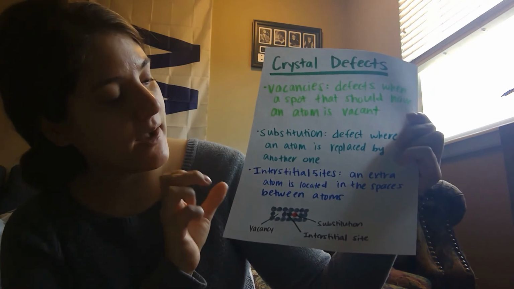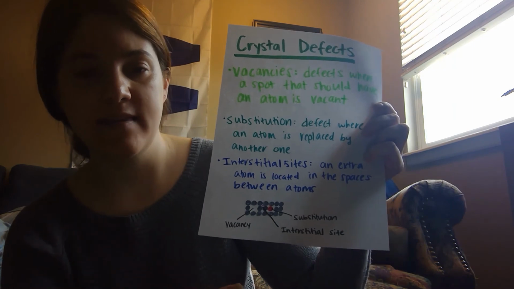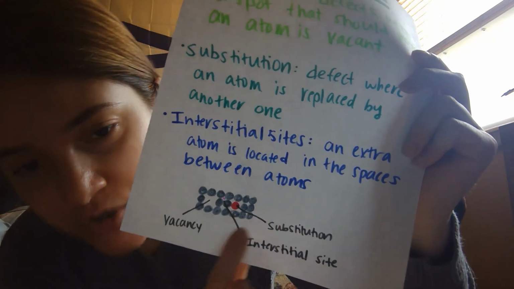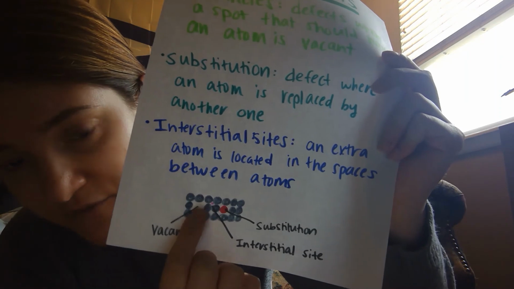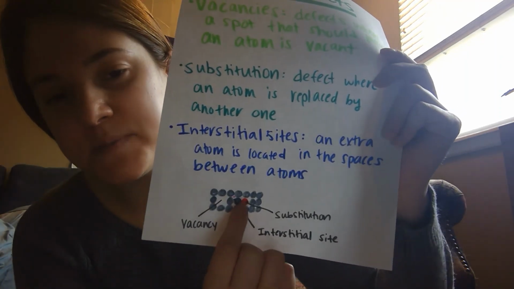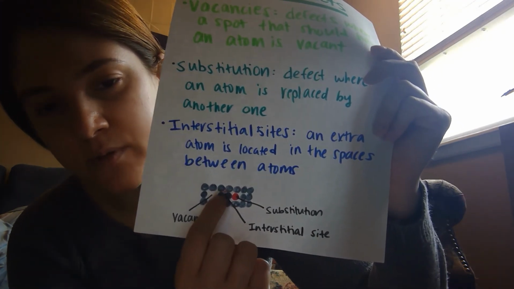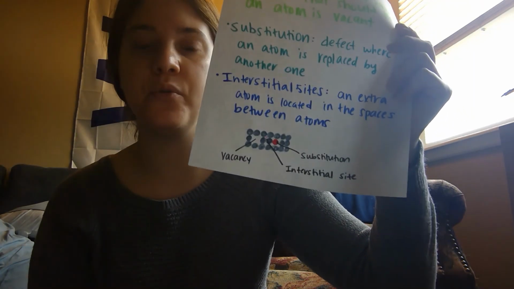This is a defect where an extra atom is located in the spaces between the atoms of the structure, and I have this drawn out. If this is a crystal structure where the gray atoms are what is usually in the structure, right here is a vacancy where there should be a gray atom, but there's nothing. Right here is a substitution where there's a red atom when there should be a gray. And then here is that example with that extra atom, and it's located in the space between gray atoms. So that is how you would categorize solids.